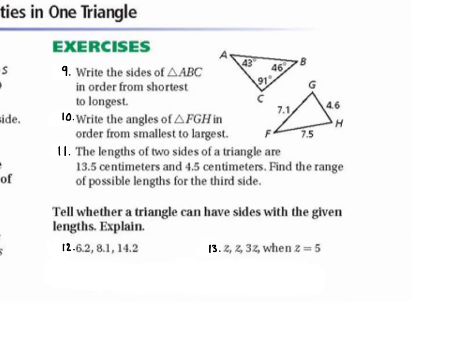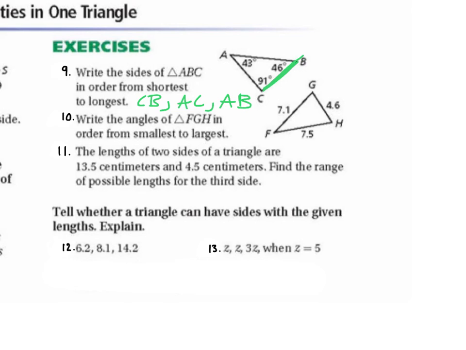Number 9, write the sides of triangle ABC in order from shortest to longest. So what's our shortest side going to be? CB. What's our second shortest? AC. And what's our longest side? AB. Perfect. Remember, when naming the sides, you have to name it by 2 capital letters, okay? This side is side CB or BC. You can't just call it side B, okay? A lot of people made that mistake on the last test.